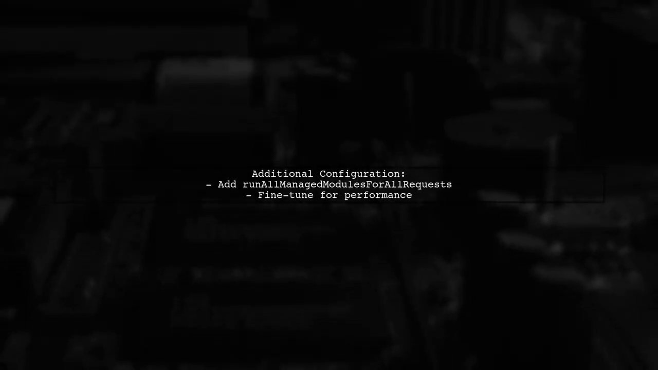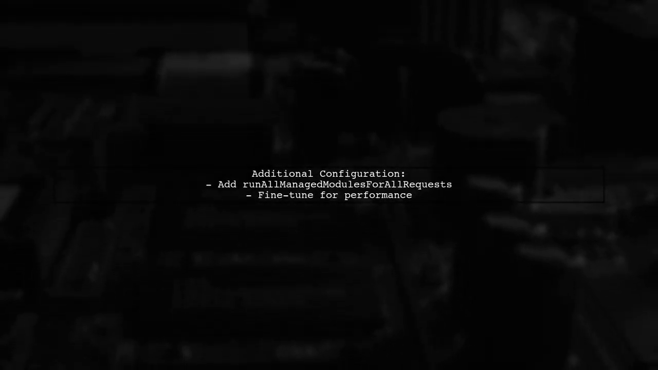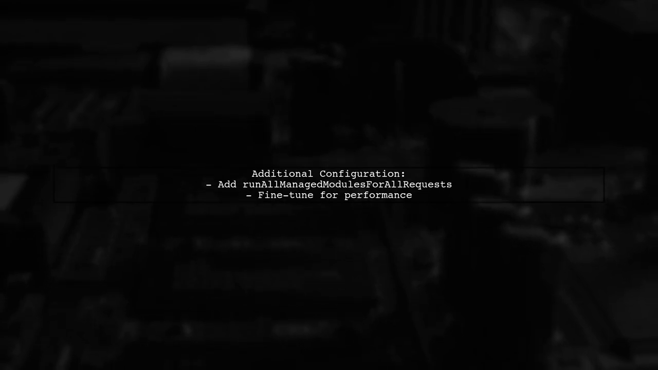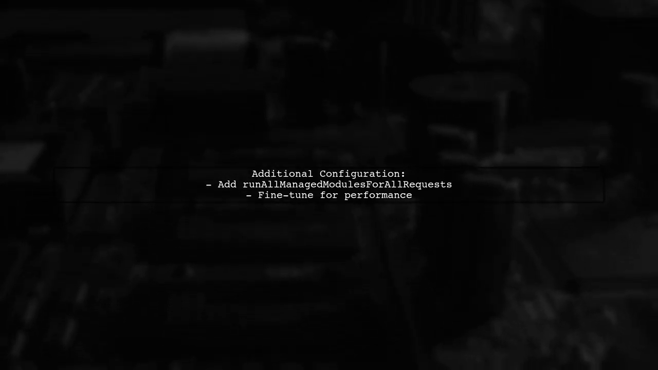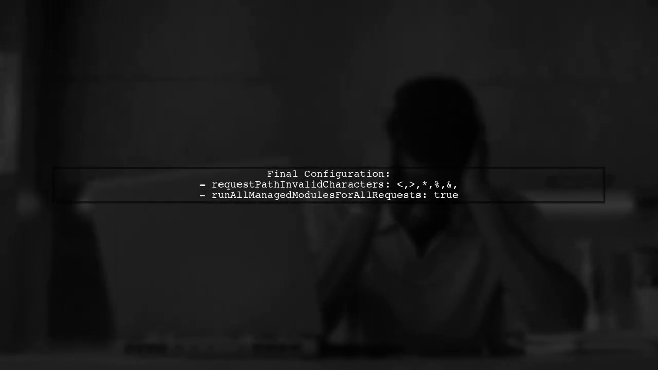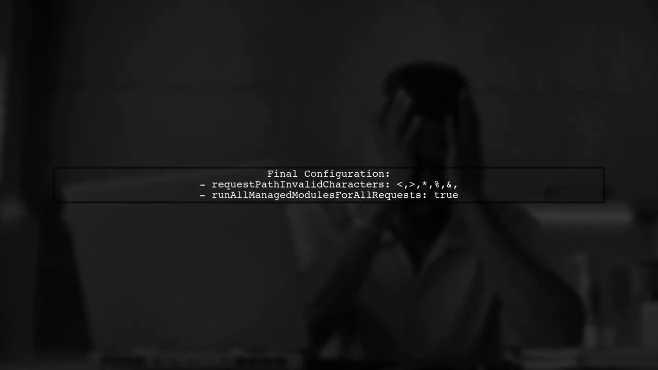Additionally, consider adding runAllManagedModulesForAllRequests in the web.config to improve routing for URLs with file names. In summary, modify the request path invalid characters to include valid characters and ensure proper module settings in your web.config.